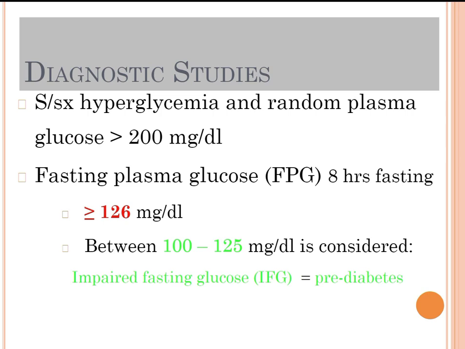Another study which is used is fasting plasma glucose. And this blood test is taken when an individual has not taken any calories in 8 hours. And if the result is equal to or over 126, that is considered diabetes mellitus. And if the result is between 100 and 125, the individual is considered to have impaired fasting glucose, known as pre-diabetes.